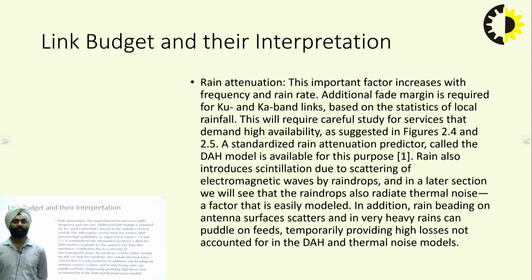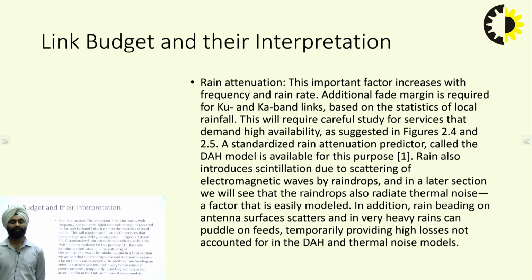Rain attenuation is the most important factor, and it depends on the frequency and the rain rate. Additional fade margin is required for Ku and Ka band links based on the statistics of the local rainfall. This will require careful study for services that demand high availability, as suggested in the next figures, and a standardized rain attenuation prediction model, called the DAH model, is available for this purpose.